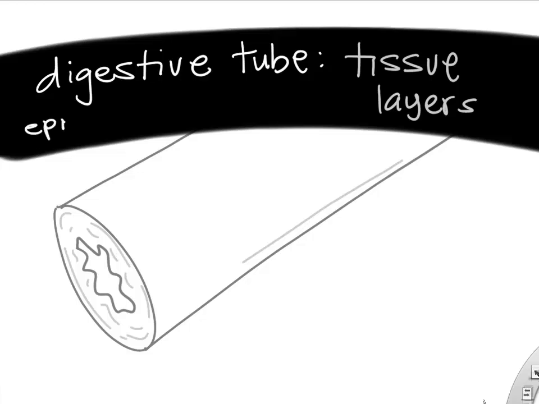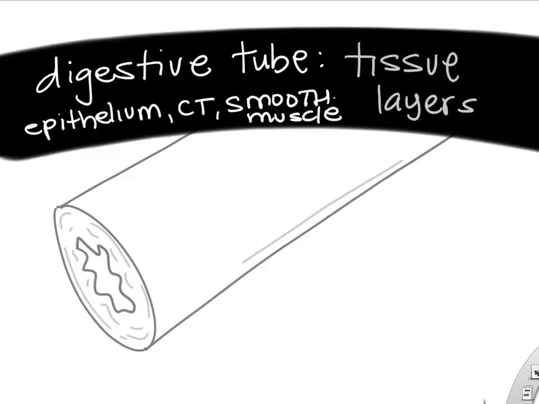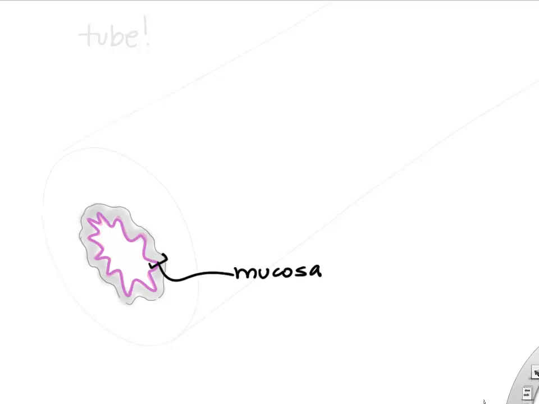So that digestive tube is made up of tissue layers, just like all the other organs we've talked about. We'll find epithelium, connective tissue, lots of muscle, and nervous tissue as well. So we'll start with the inner lining of our digestive tube, and we call that the mucosa. It's mostly connective tissue with a tiny little layer of epithelium. So the epithelium, of course, covers and lines the inside of our mucosa. So we have connective tissue supporting that epithelium.